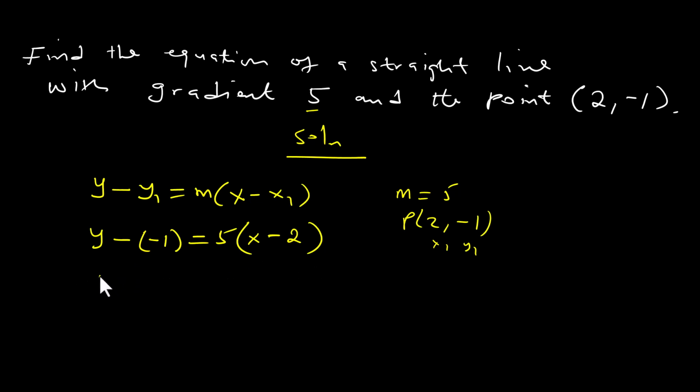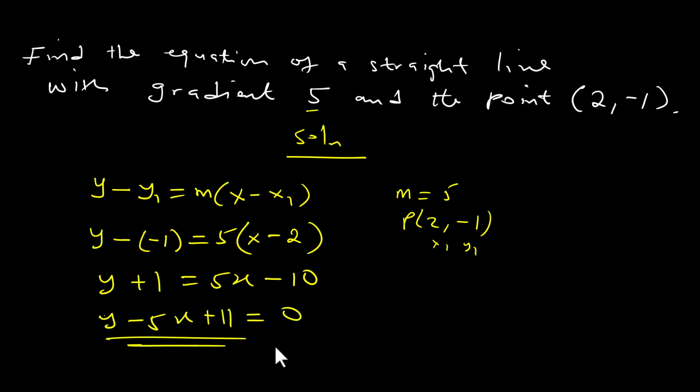Minus minus is plus. So let's expand the brackets: 5x minus 10. So let's arrange it. We have y minus 5x, then minus 10 goes to this side with plus, so we have plus 11 is equal to 0. So this is the equation of the straight line.